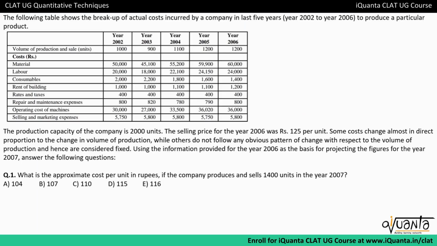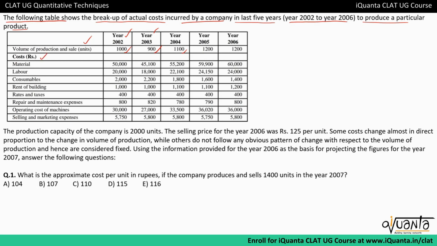So the question is, the following table shows the breakup of actual cost incurred by a company in the last 5 years, year 2002 to 2006, to produce a particular product. So we have a table in which we have years mentioned, 2002, 3, 4, 5, 6, and we have been given the volume of production and sale in units. That means 1000 units are being produced in 2002, 900 in 2003, 1100 units in 2004, and so on for the rest of the years.